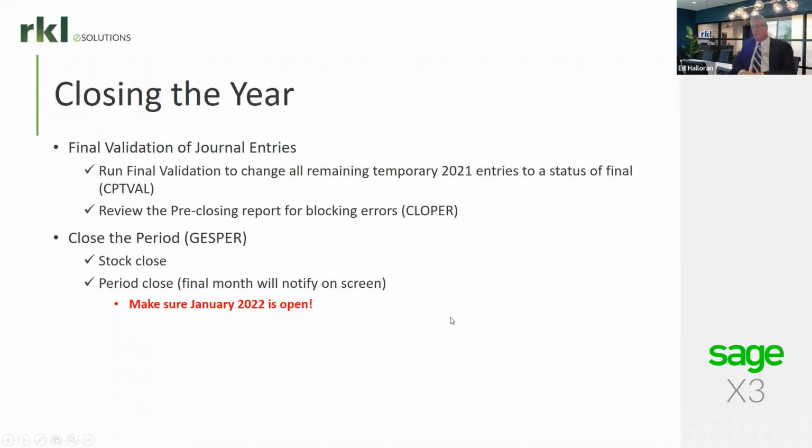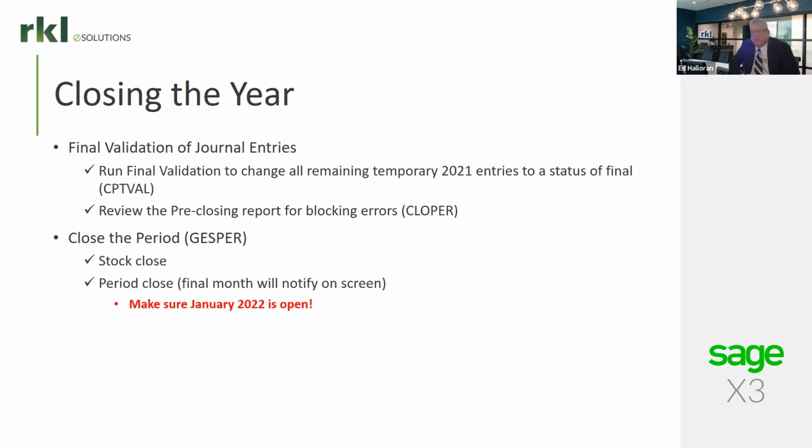All right, so closing the year out, you'll want to run the process to perform final validation. That changes all your remaining temporary 2021 entries to a status of final. Once they're final, you can't make any more changes to those journal entries. Some journal entries don't even let you make changes to them when they are temporary. Usually in that case, I'll add lines to those journal entries if I need to change those. And we had to change those for some clients.